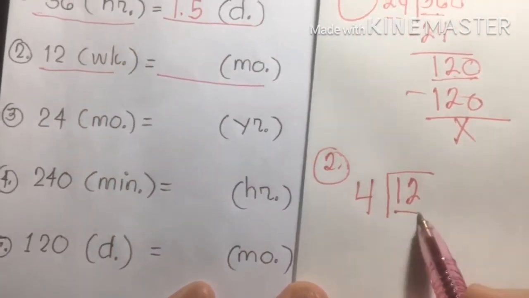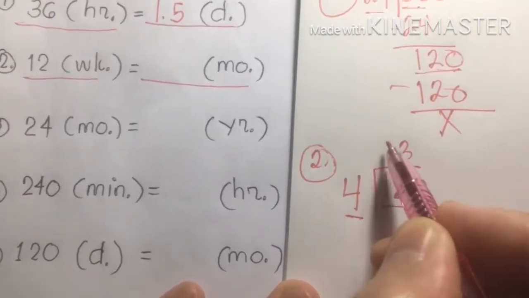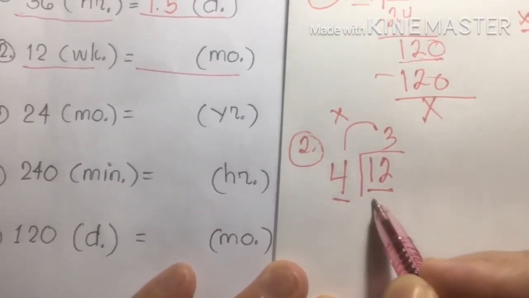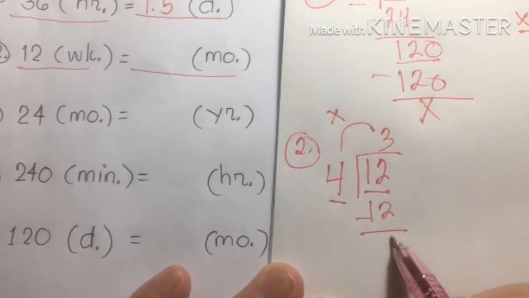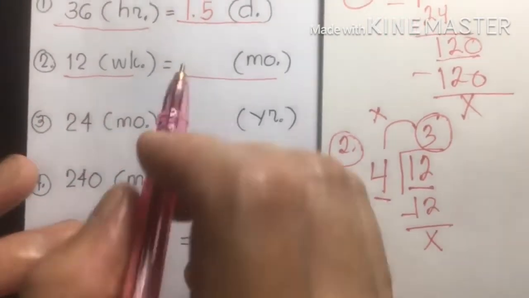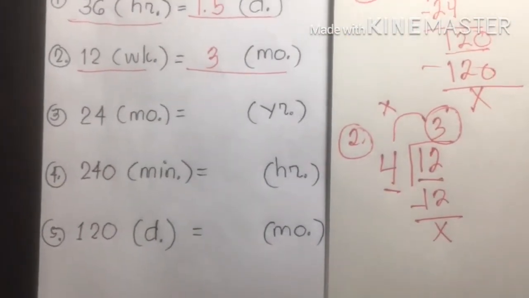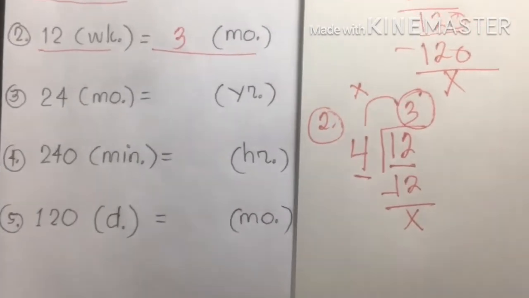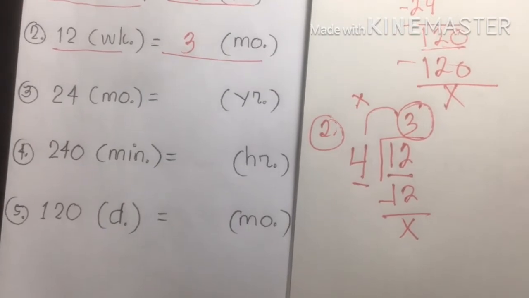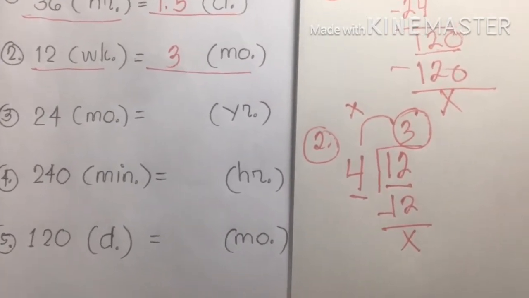So start: 12 divided by 4. How many 4 in 12? So we're going to write, class, 3 times 4. This is the multiplication symbol, class. So the answer is 12. Okay, so this is very detailed. Therefore, in 12 weeks, how many months? The answer is 3 months. Is it clear? Hope you understand. Please follow our discussion, class. This is very important to know how to solve the different equations.